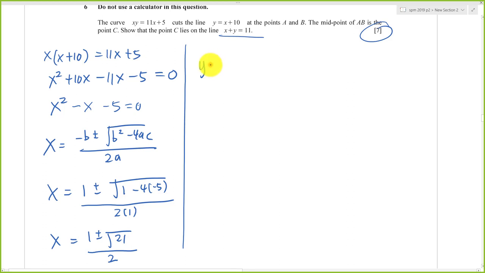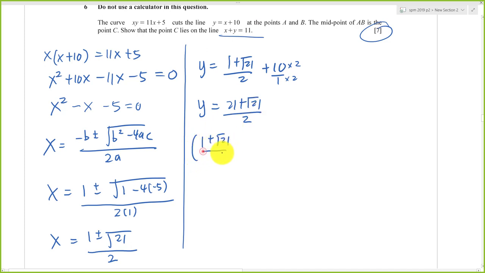Then I need to find y. 1 plus square root 21 over 2, plus 10, then I will do the minus 1. I make the same denominator, times 2, times 2, so it's 20. So it'll be 21 plus square root 21 over 2. Then I got the first coordinate here, which is 1 plus square root 21 over 2, comma, 21 plus square root 21 over 2. I believe all of you prefer decimal, right? If you prefer decimal, just go ahead and do the decimal thing.